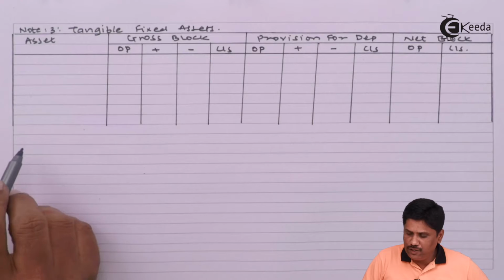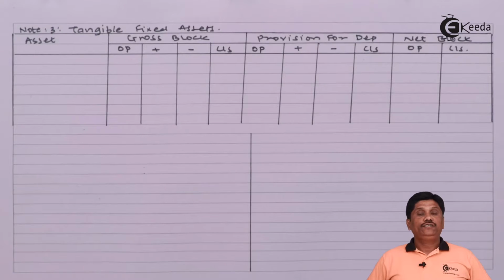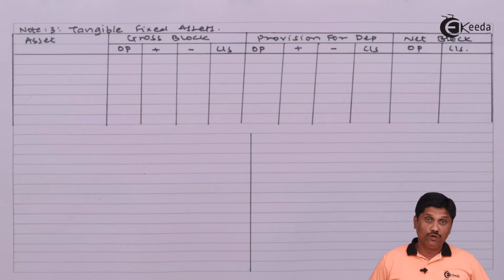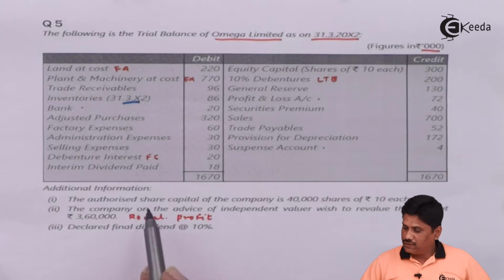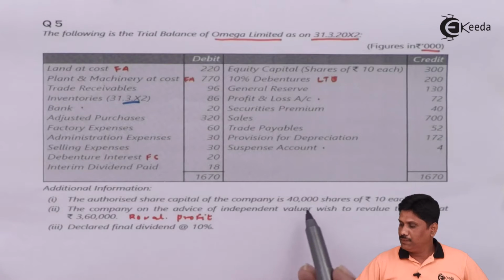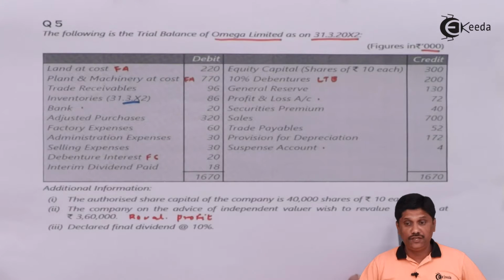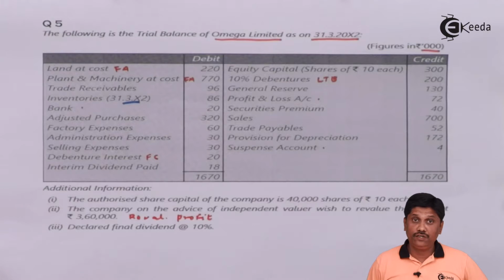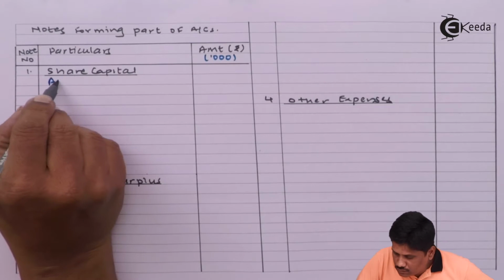Below this I will also be drawing my working notes. So friends, we are ready with our format as well as a space for our working notes. Now let's go ahead with the adjustments one by one. Information number 1. Authorized share capital of the company is 40,000 shares of rupees 10 each. So we'll note it down in first number note.